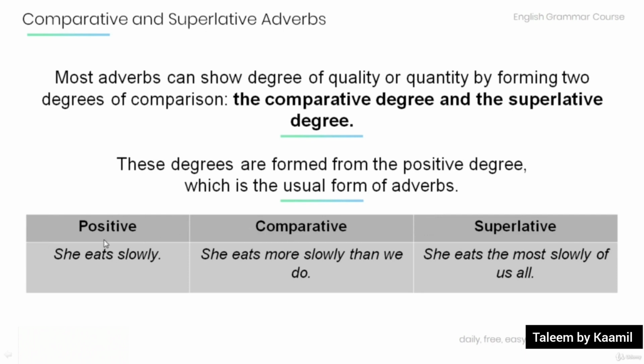Let's start with the positive. She eats slowly. Slowly is the positive degree. The comparative form would be she eats more slowly than we do. Superlative, she eats the most slowly of us all.